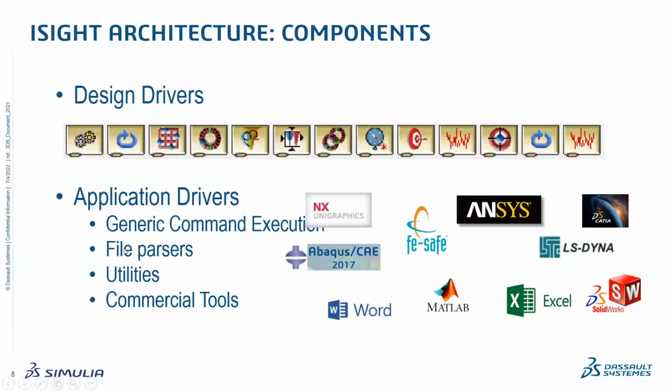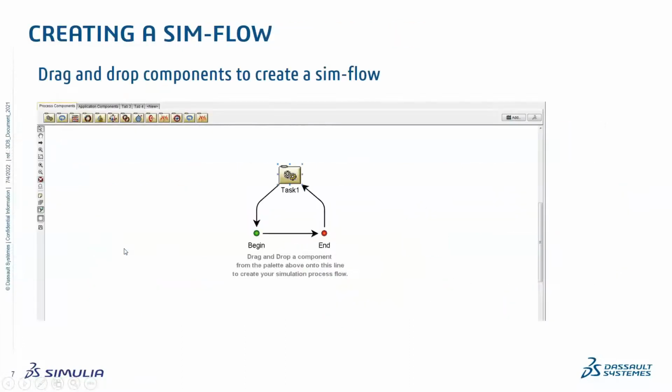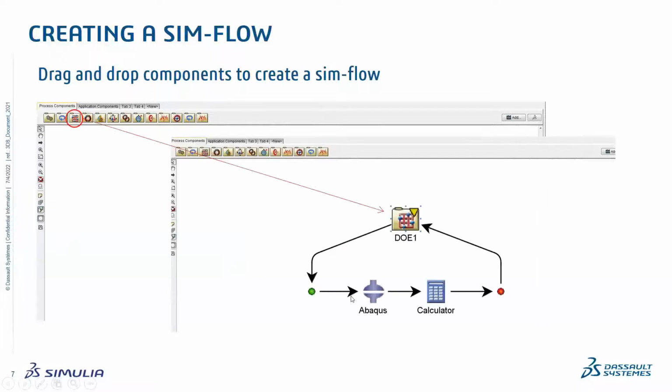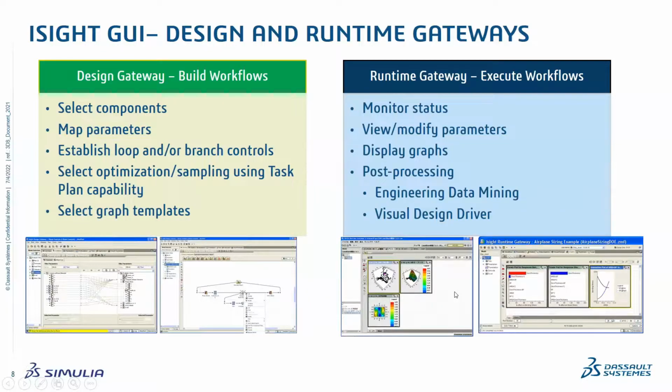So creating a SimFlow in Eyesight, like I was telling, is quite easy. You just drag and drop any of the components here. As I said, there's something called process components. These are the ones which drive the whole process, and then in the other tab we have the application components which actually run the particular file. We have two GUIs in Eyesight. One we call design gateway, and another we call runtime gateway. Design gateway is basically the pre-processing environment, and runtime gateway is the post-processing environment.